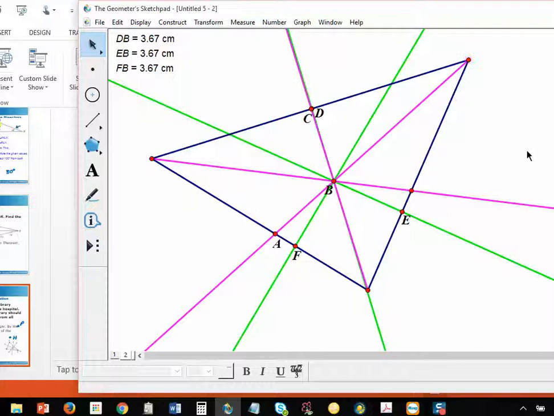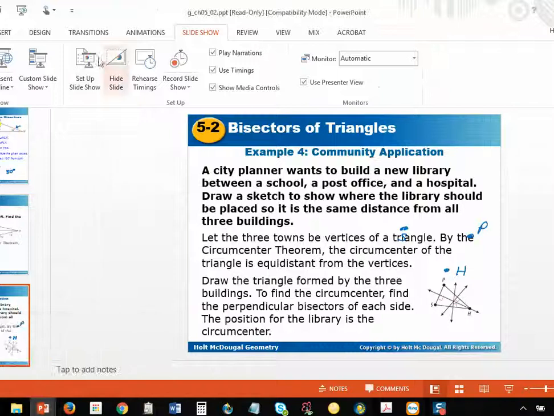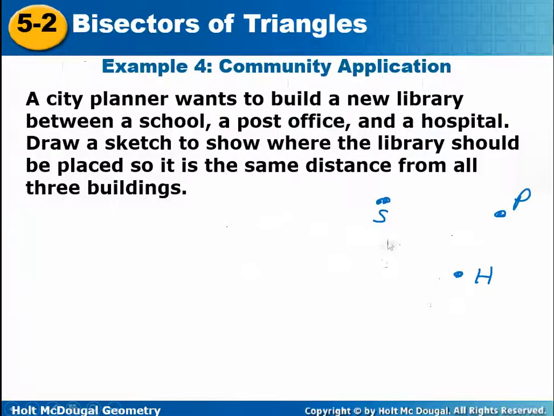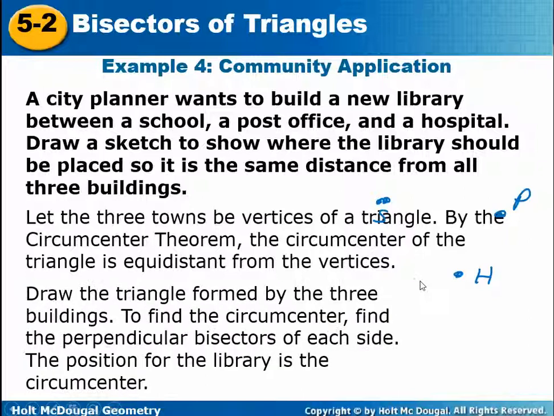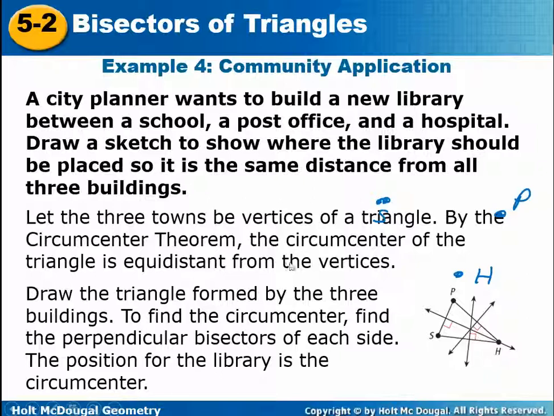For your project for this chapter, you're going to be using Sketchpad as well. But going back to our slideshow, I think that was the last one we had to do, was making the building. Yep, that's it. So good luck, and try the Sketchpad tools and see if you can make the circumcenter and the incenter. It's kind of fun to do.